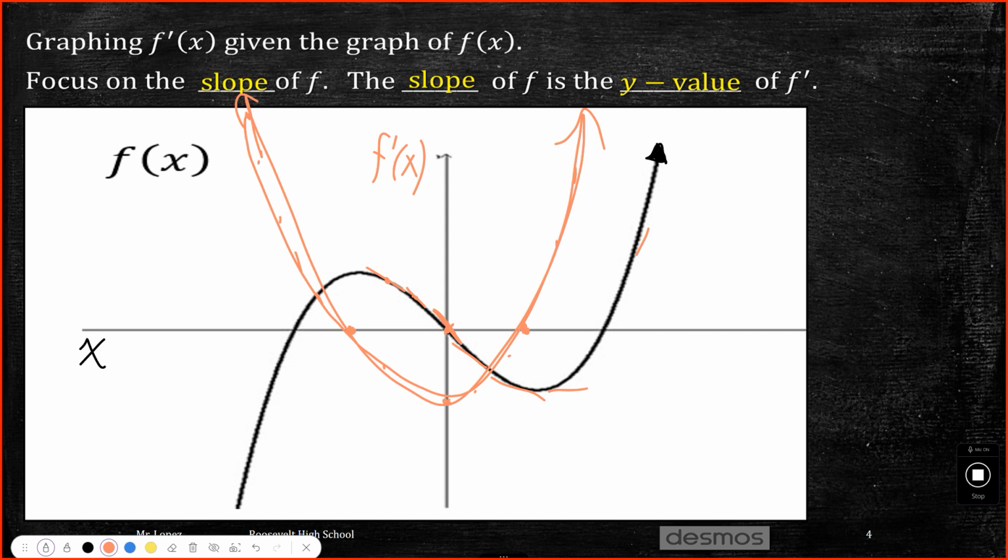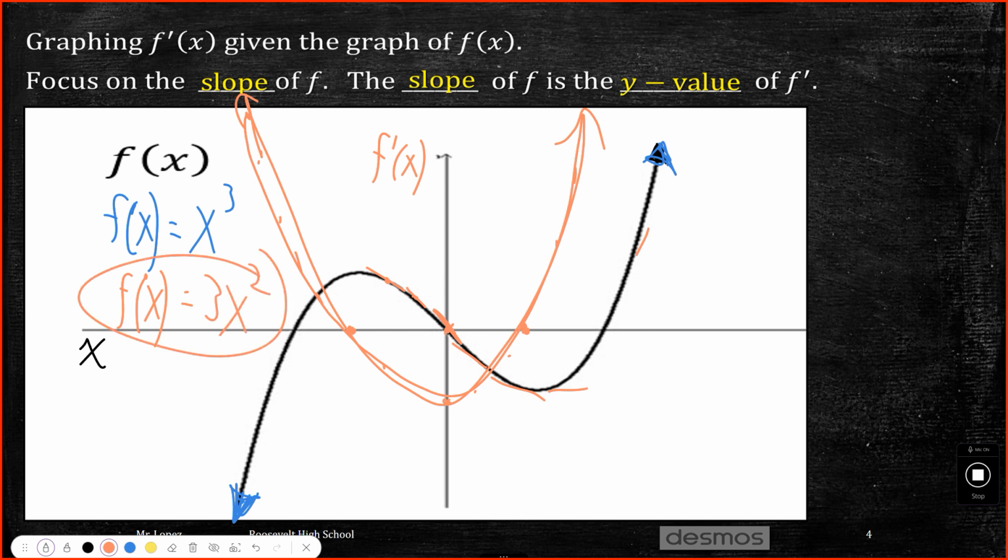A good connection here, from pre-calculus, is that if you have a third degree function, which this looks to be, say f of x is x to the third, what would be the derivative of f of x? What's the derivative of this? It's a parabola. It makes sense. So the derivative of a third degree function becomes a parabola.